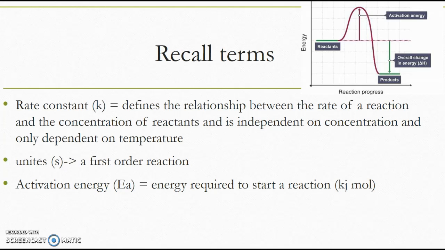First is the rate constant, k, which defines the relationship between the rate of a reaction and the concentration of reactants, and is independent of concentration and only dependent on temperature. The units are per second for a first-order reaction.